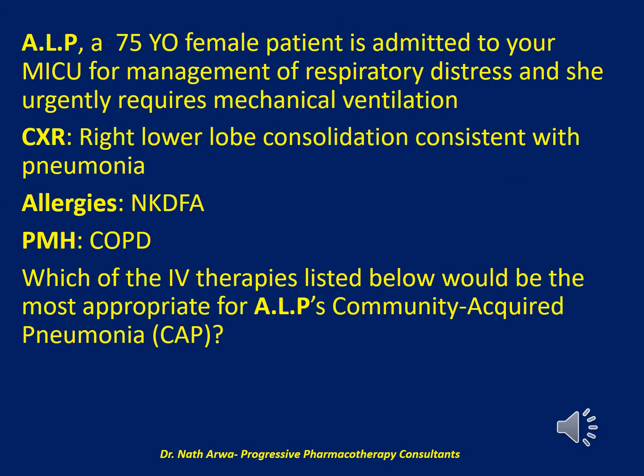And the next question reads, ALP, a 75-year-old female patient is admitted to your medical ICU for management of respiratory distress and she urgently requires mechanical ventilation. Her chest X-ray shows a right lower lobe consolidation consistent with pneumonia. She has no known drug or food allergies. She has a past medical history significant for COPD. So my question to you is, which of the IV therapies listed below would be the most appropriate for ALP's community-acquired pneumonia, abbreviated as CAP?